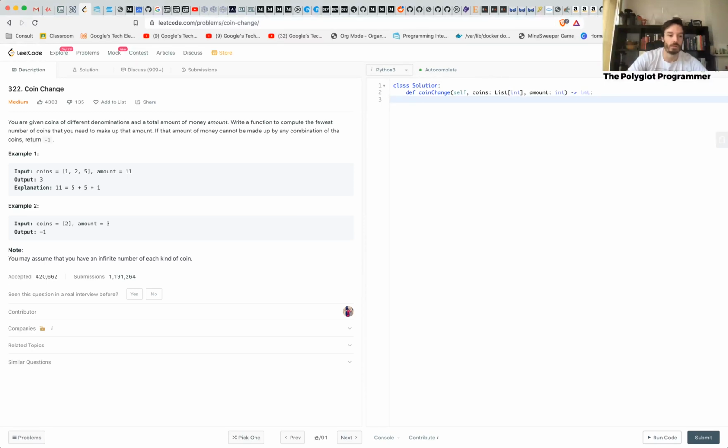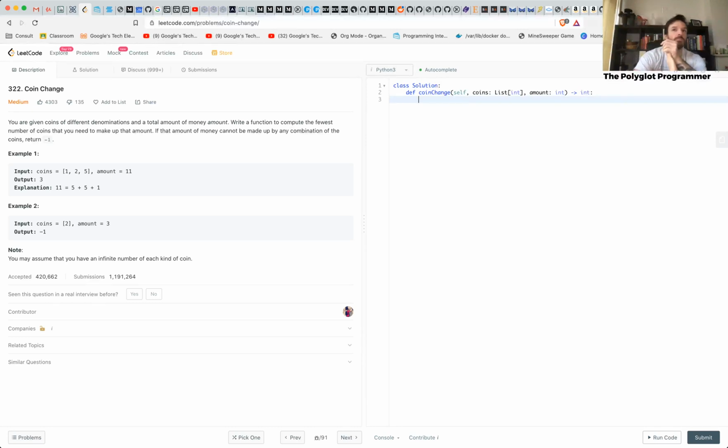So you're given coins of different denominations and a total amount of money. Write a function to compute the fewest number of coins that you need to make up that amount. If that amount of money cannot be made, return minus one.